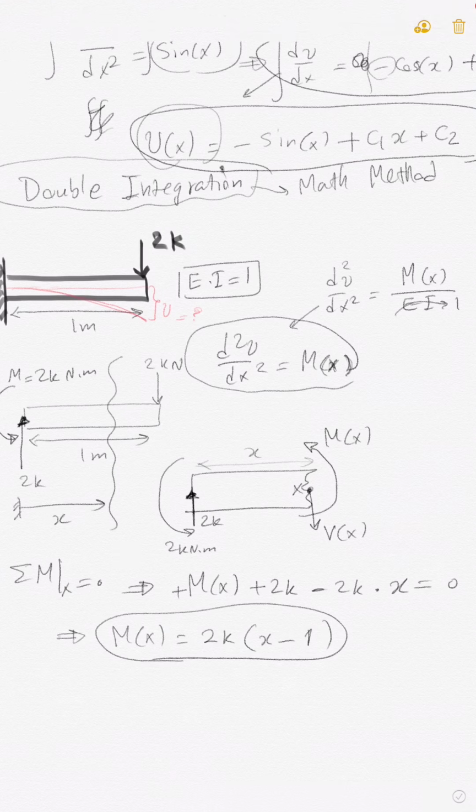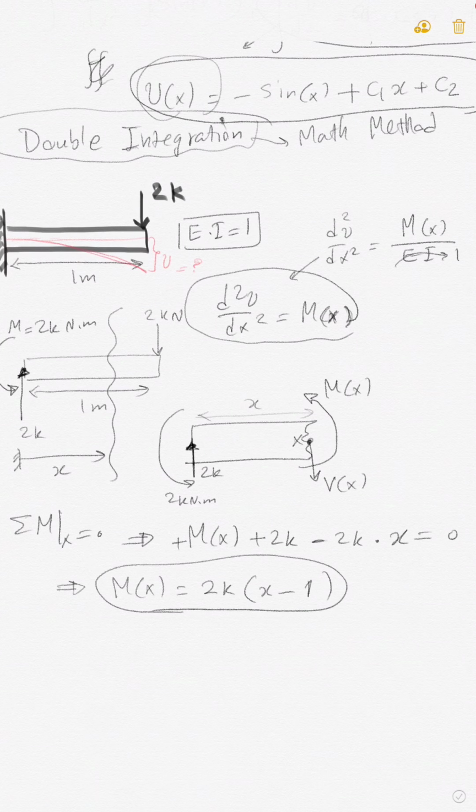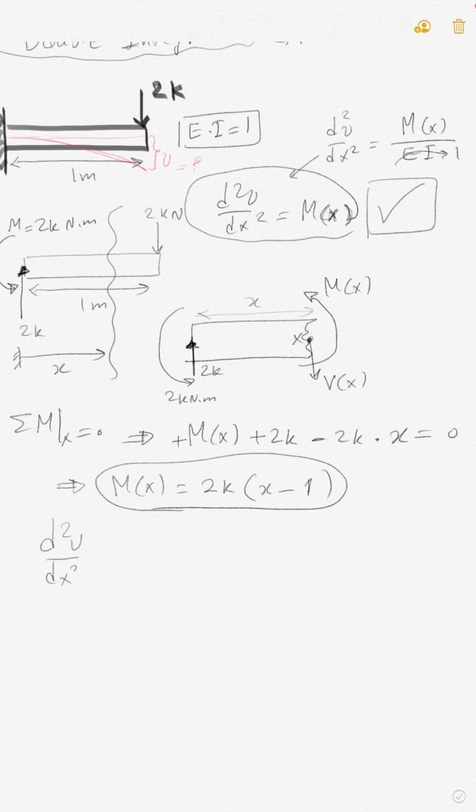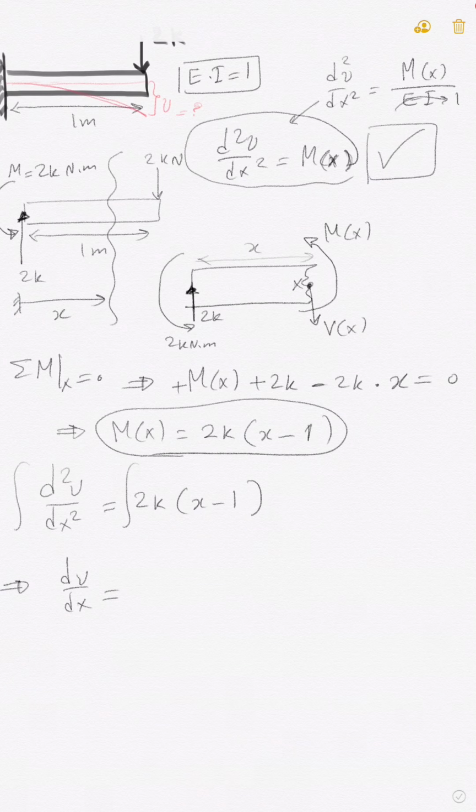Now plug it in this equation right here that I'm check marking. Plug it there. So you get the second derivative of v with respect to x is equal to M of x, which is 2K times x minus 1. Take the first integral of both sides. What do you get? You get dv/dx is equal to 2K times (x minus 1) squared over 2 plus c1.